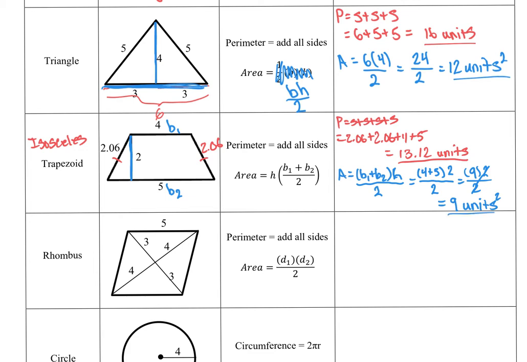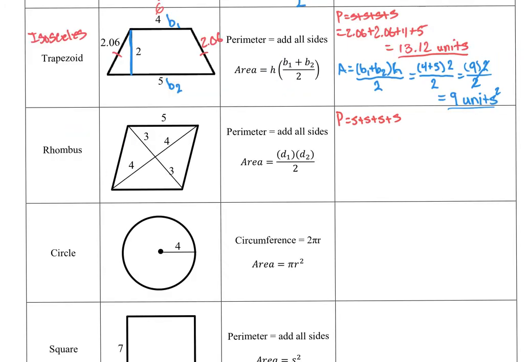Next shape is a rhombus. So we know what a rhombus is already. We talked about those earlier this year. And you should know from a rhombus that all 4 sides are congruent. So if the top is 5, this is going to be 5, this will be 5, and this will be 5. So our perimeter, we have 4 sides for a rhombus. It's going to be 5 plus 5 plus 5 plus 5, or 5 times 4, which is 20 units. That's our perimeter.